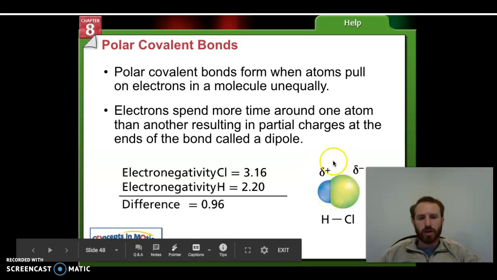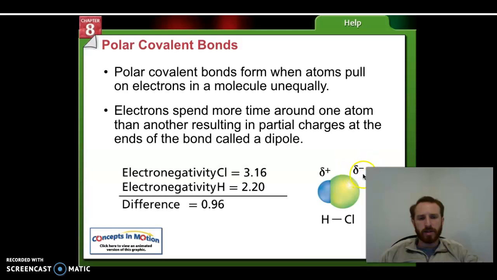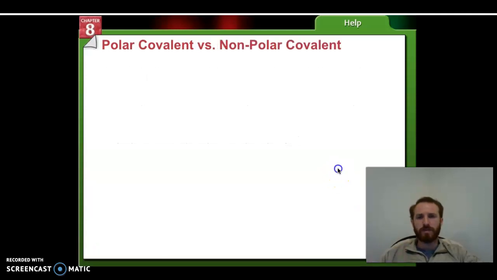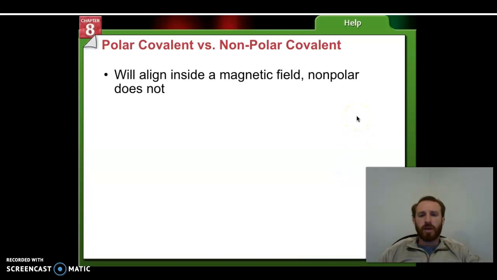We can draw these sigma bonds with a plus or minus to represent their relative charge. It's not a full charge, it's a partial charge. So if we were to look in a magnetic field, polar covalent bonds are going to align, right? If I put a polar covalent bond into a magnetic field, it's going to move itself into a direction that orients to the charges of the field.